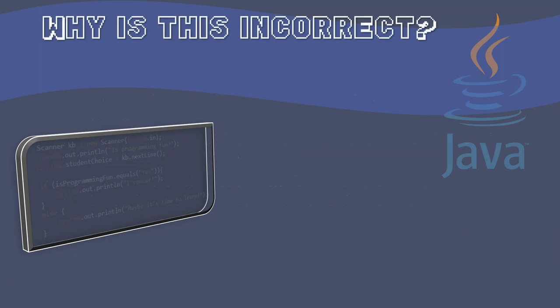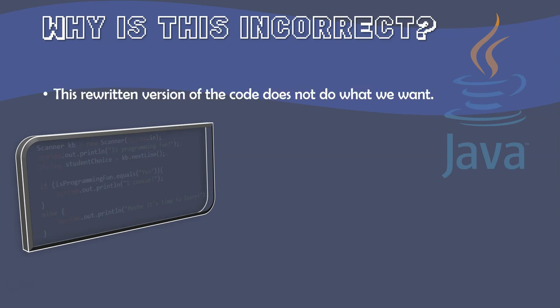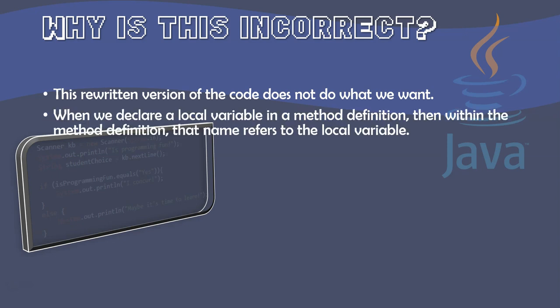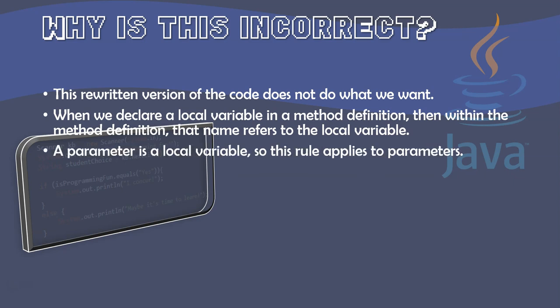So why is this incorrect? Why can't we just say, well, one's a local variable, one's an instance variable. Shouldn't it matter? Well, it's not going to do the things that we want it to do. When we declare a local variable in a method definition, then within that method definition, that name is going to refer to the local variable. The instance variables are not going to take precedence because it's local variables to the local block of code. And because parameters are local variables, this rule applies to month, day, and year.